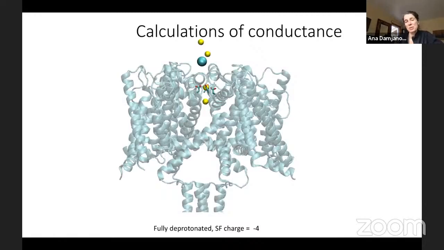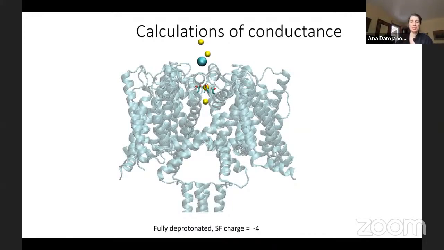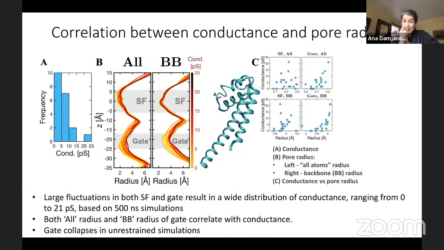This didn't happen just for us. It also happened for other groups who were doing these simulations. One of the groups introduced mutations in the hydrophobic residues here, mutating them to alanine to make a slightly wider gate. So that's what we did, and then we were able to observe ion conduction events.